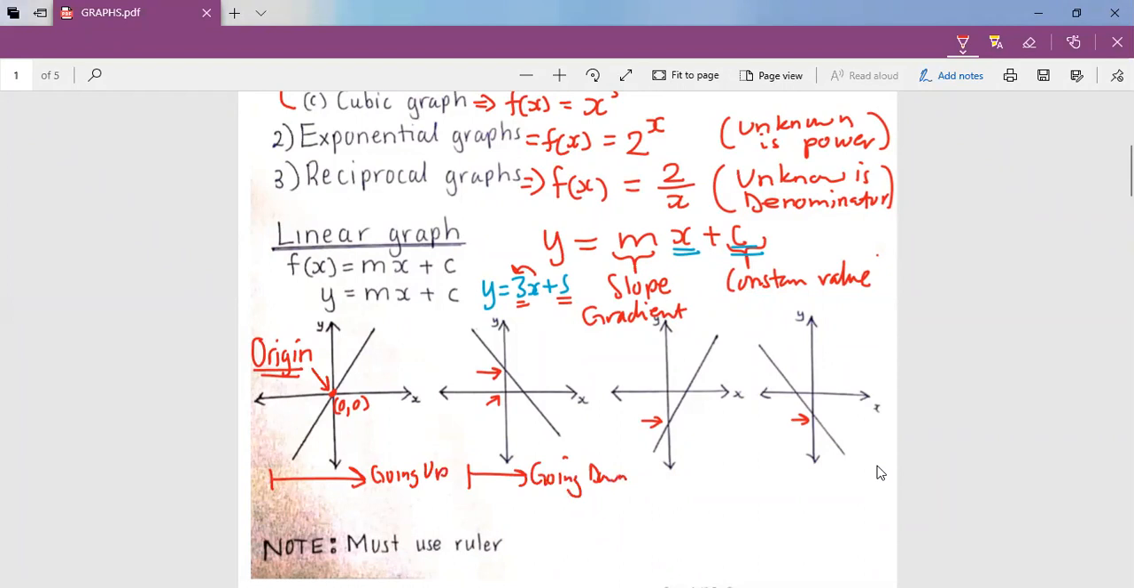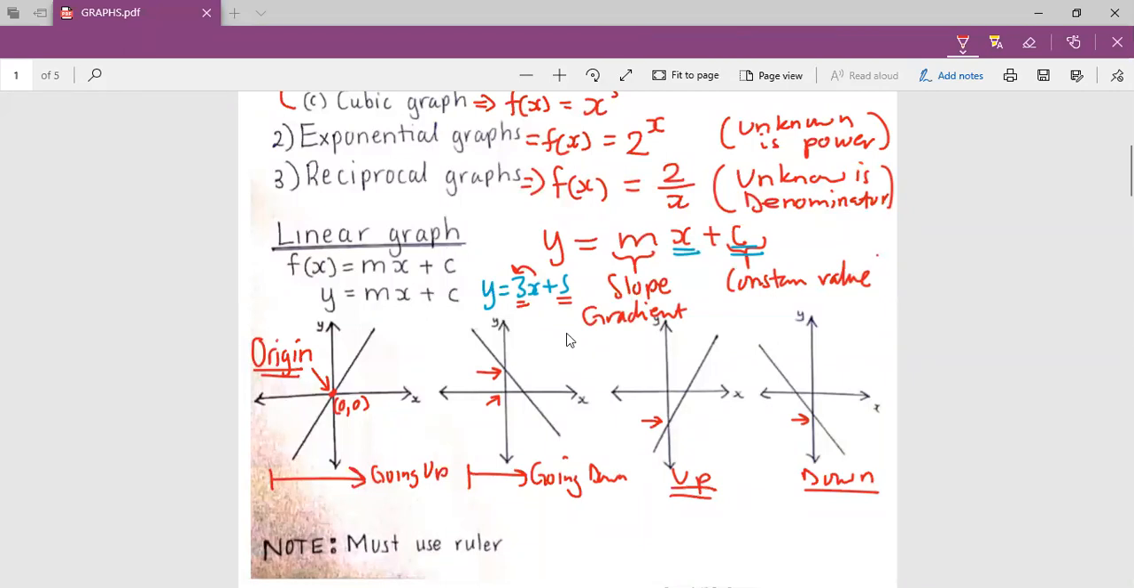And then the next one is going up, and this one is going down. Remember, we determine going up and going down basing from the left side towards the right side. So that's how we determine the slope.